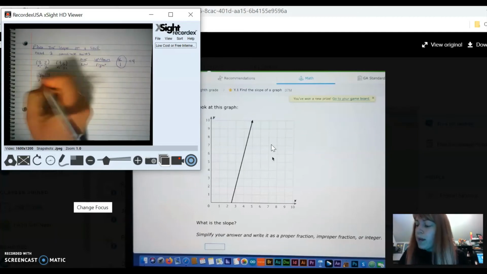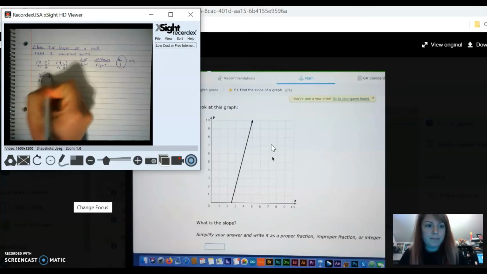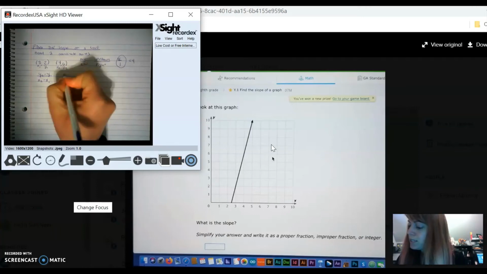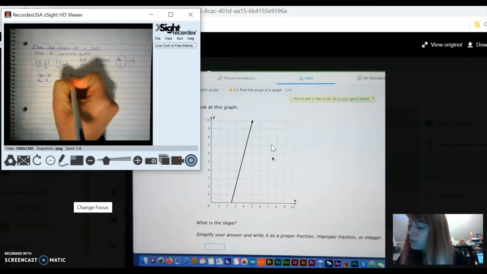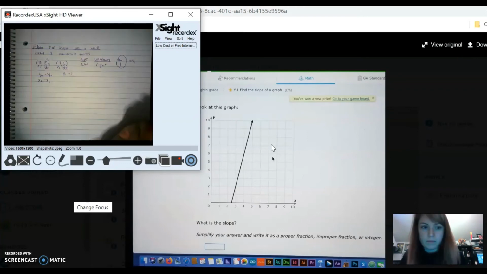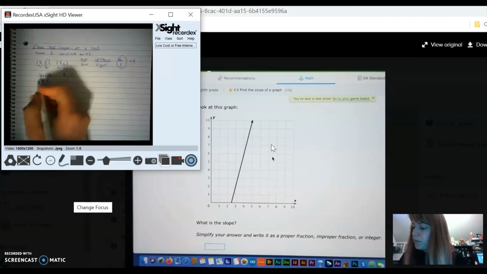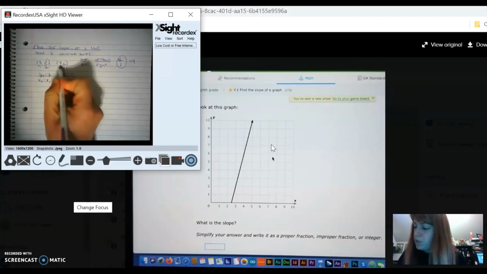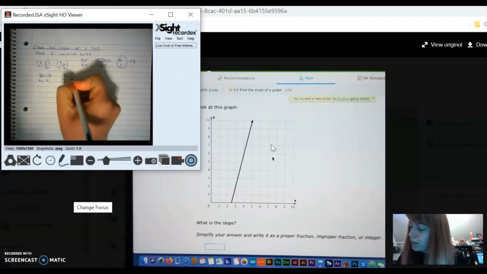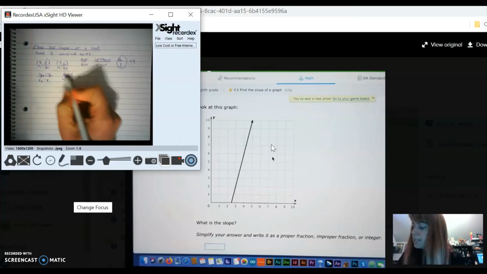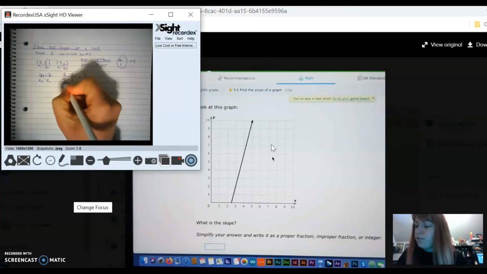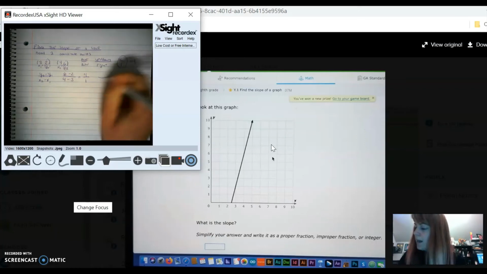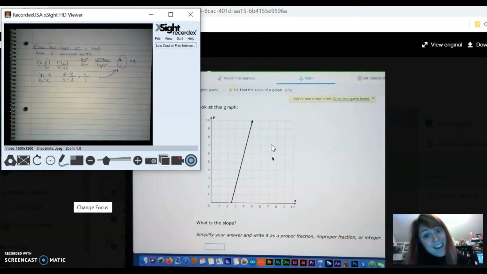So what I can do is subtract the y's. y2 minus y1 will be 6 minus 2, over x2 minus x1, so 4 minus 3. 6 minus 2 is 4. 4 minus 3 is 1. And hey, look at that. We got the exact same thing as when we counted on the graph. So that means for my graph, for every 4 up, I go 1 over. So up 1, 2, 3, 4 over 1.